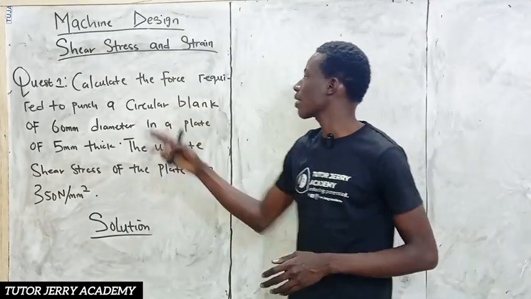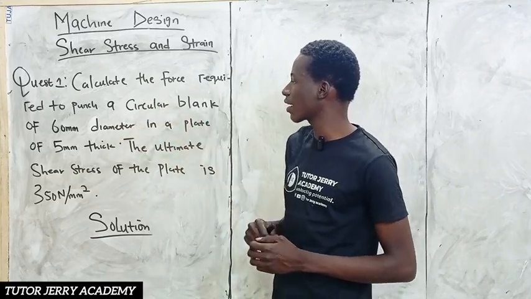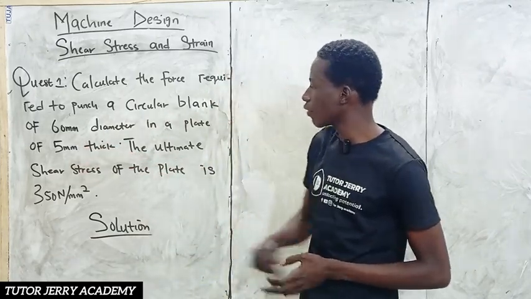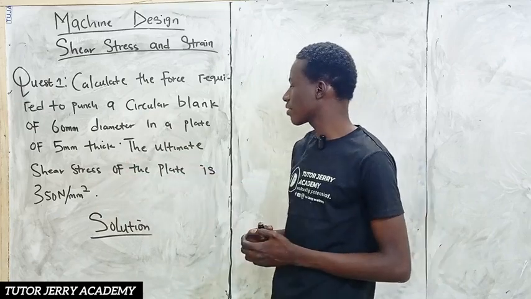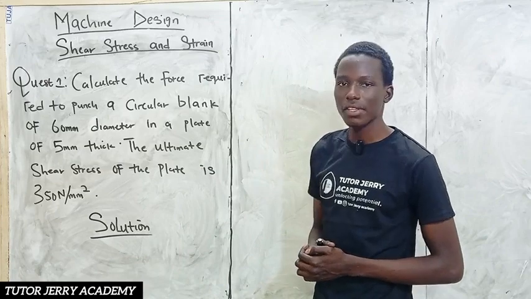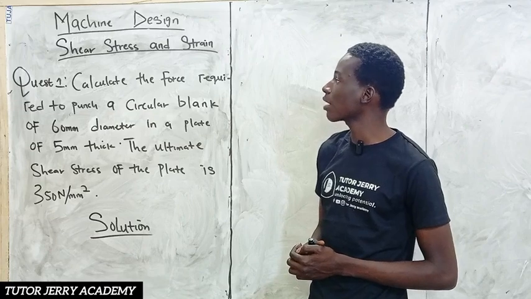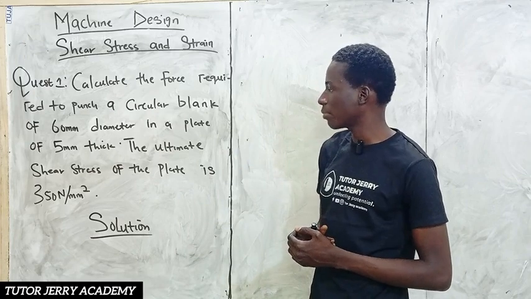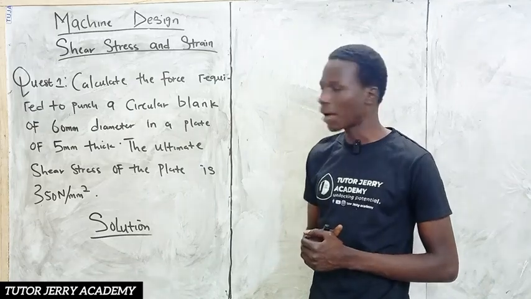Now the question says: calculate the force required to punch a circular blank of 60 mm diameter in a plate of 5 mm thickness, whereby the ultimate shear stress of the plate is 350 Newton per millimeter square. So what are we asked to calculate? The force required to punch a circular blank. So let's calculate this now.